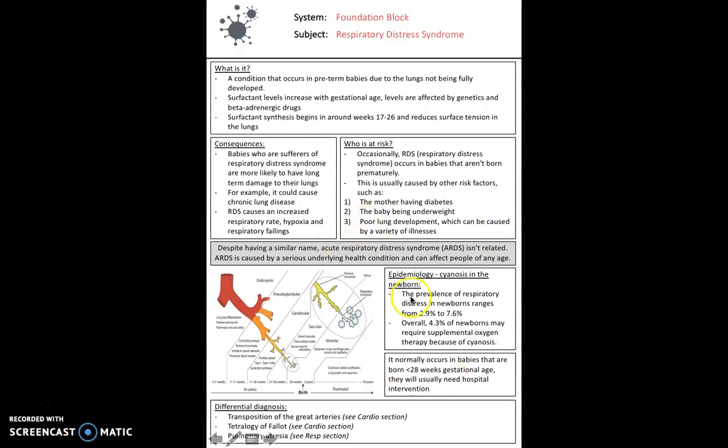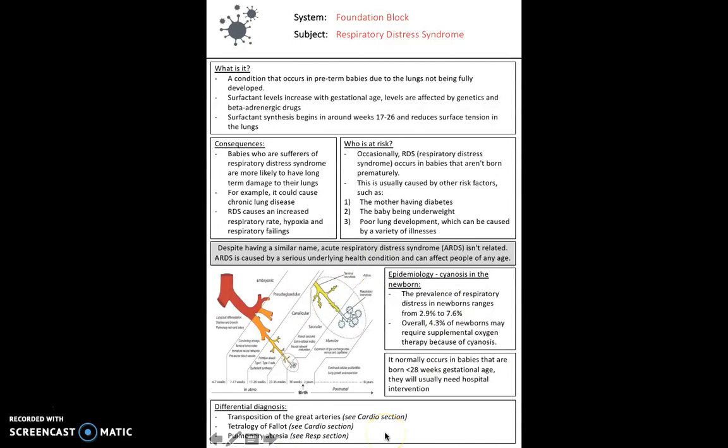It's also important to take into account cyanosis in the newborn, which is essentially what we're talking about here. But cyanosis generally in the newborn has quite a high prevalence, and overall 4.3% of newborns may require supplemental oxygen therapy because of cyanosis. So this RDS syndrome normally occurs in babies that are born before 28 weeks gestational age. So although we're thinking pre-37 weeks, normally if they're born past 28 weeks they have enough surfactant to sufficiently carry out respiration. However, below 28 weeks they've got such a deficiency of surfactant that this RDS cyanosis occurs.